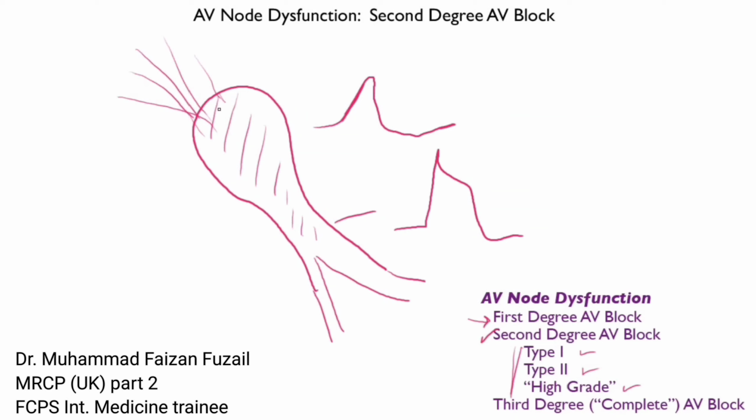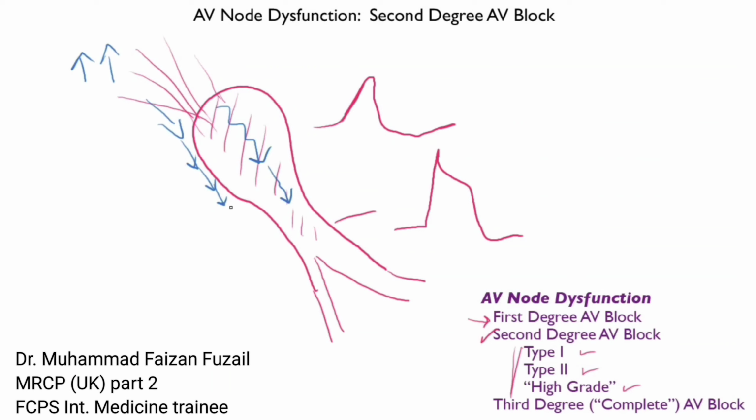In the AV node, the cells basically delay the signal as it passes down towards the His-Purkinje system. If the atrial rate is too fast, what'll happen is the AV node will fail to pass the signals down. You'll get delaying of conduction and eventually failure of conduction.